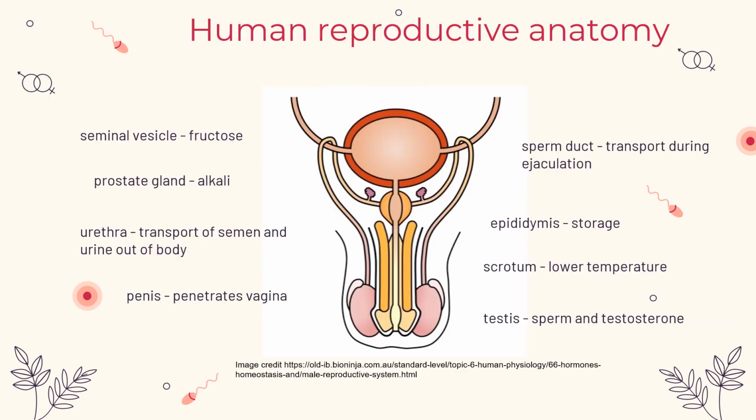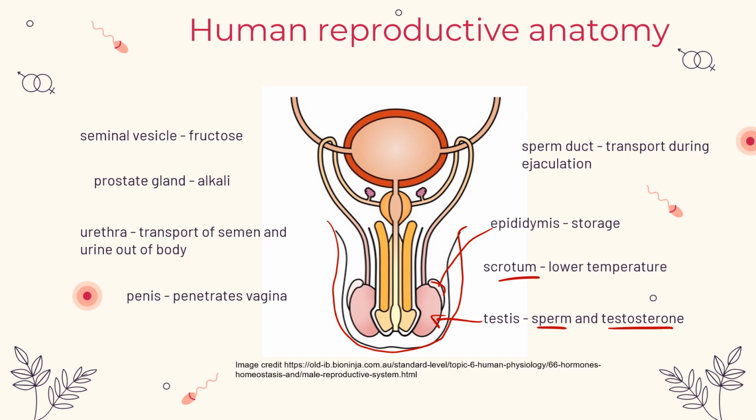And those millions of sperm are produced in the testes. Testes are these organs that produce sperm and testosterone. When those sperm are produced, they are sent to the epididymis for storage. All of this is sitting in the scrotum, which hangs outside of the body, so that sperm production can happen at a slightly lower temperature than human body temperature.